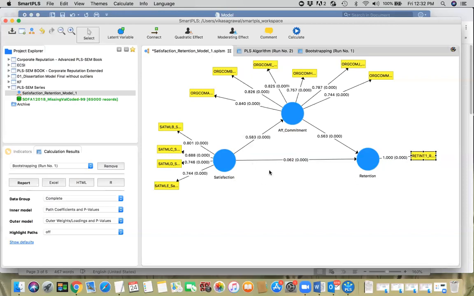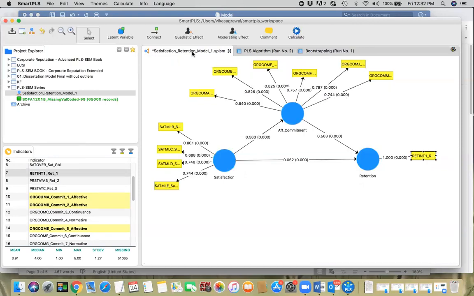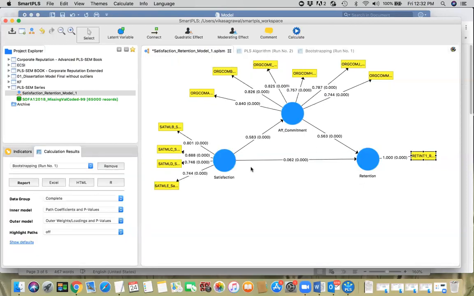That's something you have to look at, and you can get more details if you go to the bootstrapping results. For example, you can see the path coefficients, the same thing we looked at in the diagram, and see how much effect there is. These are all direct effects. Now there are three types of effects. One is the direct effect, so for example, satisfaction on retention is a direct effect. And the other one is the indirect effect.